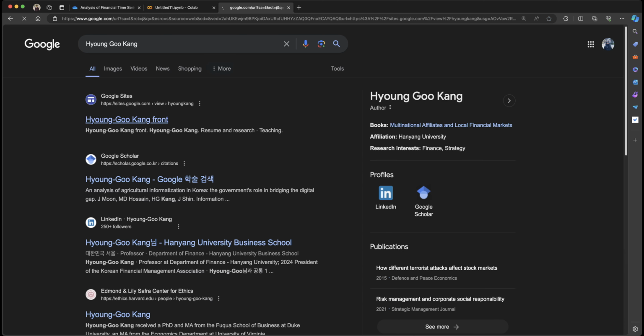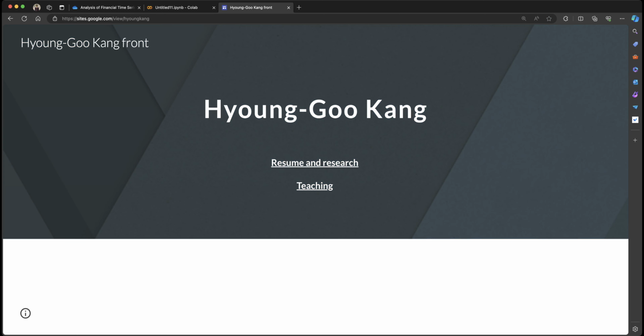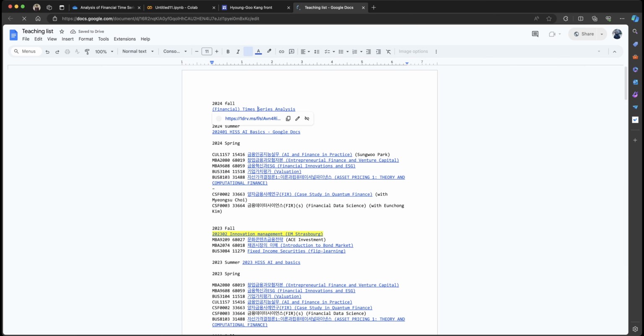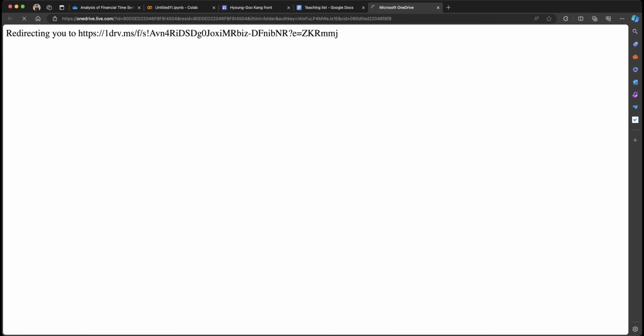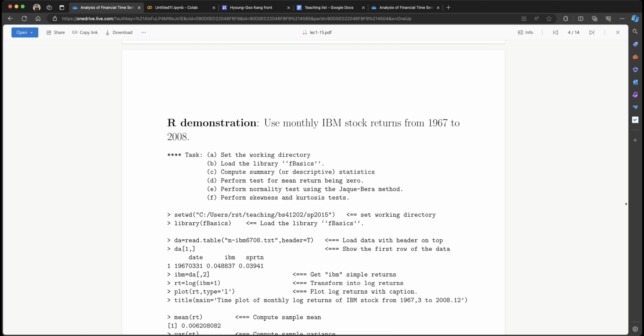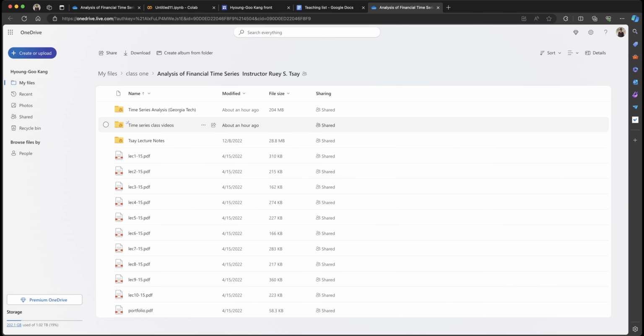Okay, this one, and then of course you can save this website. You can bookmark this website, and then go to here. Okay, and the R demonstration. This is week 1, and we need this data. We need the S&P 500. No, we actually need this data. Here we can find this data.